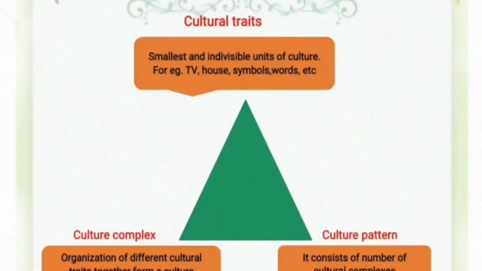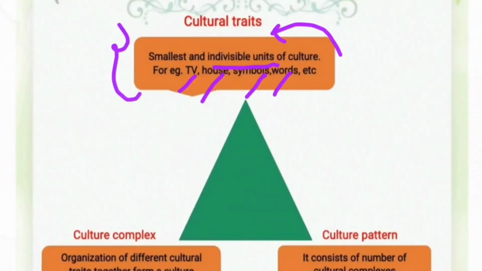Starting with the cultural traits, we say that the smallest and indivisible unit of culture is the cultural trait. So beyond cultural traits we cannot divide culture. These are the smallest and indivisible units, and cultural traits are materialistic as well as non-materialistic. The materialistic ones include the TV, house, and non-material ones include symbols, words, and many more. You can also add clothing as a materialistic thing, and in the non-material you can add customs and traditions. So these all include the cultural traits.